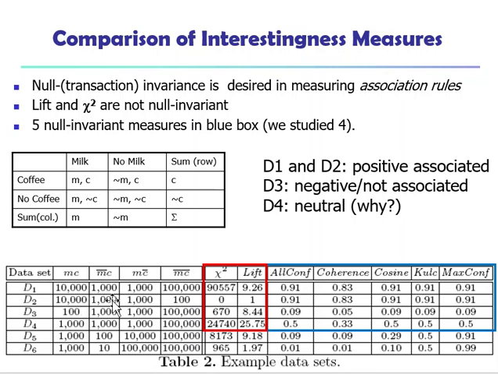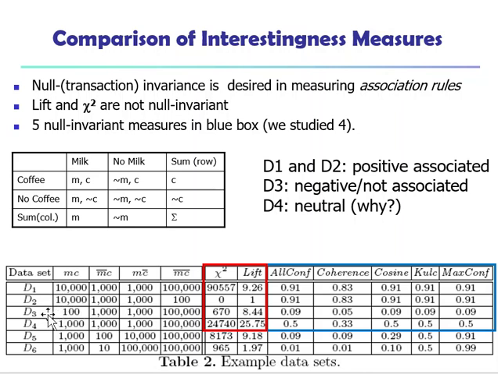Very small number of people buying coffee, not buying milk. Very small number of people buying milk, not buying coffee. Okay, as compared to people who are buying milk and coffee at the same time. Therefore, D2 also shows that milk and coffee buying are highly, strongly associated.